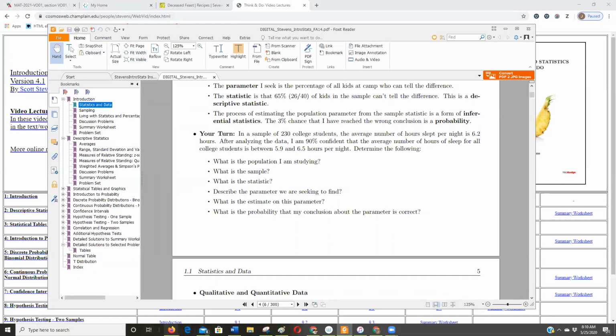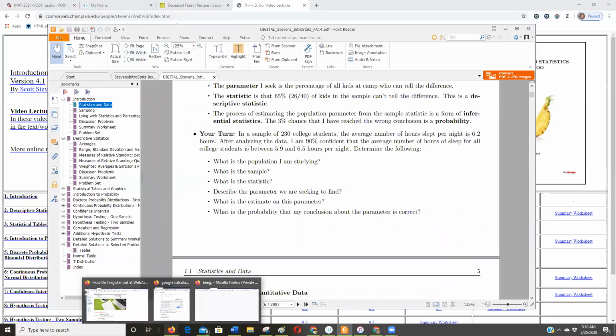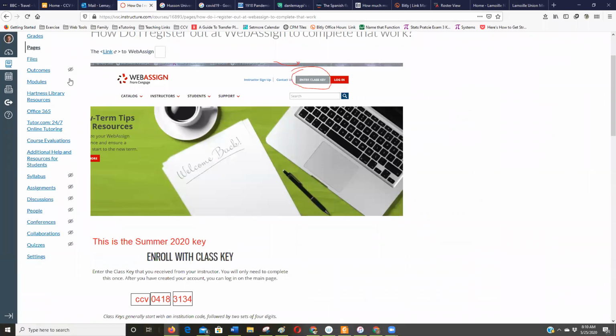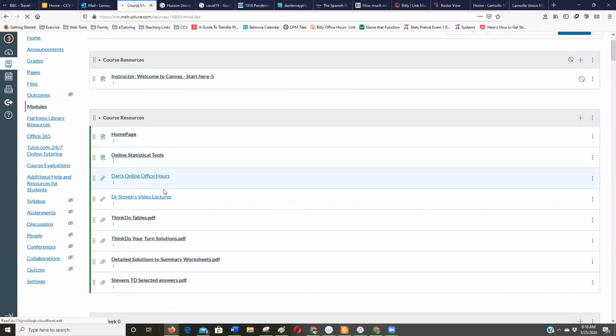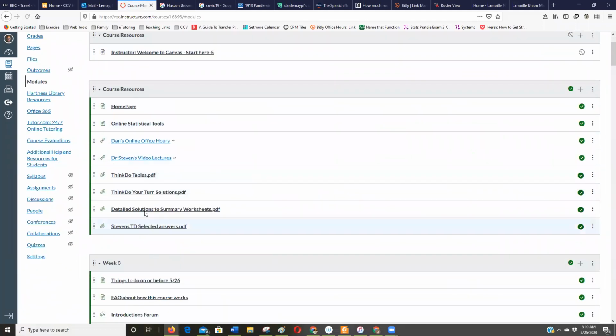Let's see. Modules right here in course resources. Here's the Your Turn solutions, so you have those worked out solutions. This is from the back of the PDF textbook, I believe, or maybe it's from the teacher textbook. I do know that you have the detailed solutions in the back of the student textbook. Okay, or that's the summary worksheets, the selected answers.